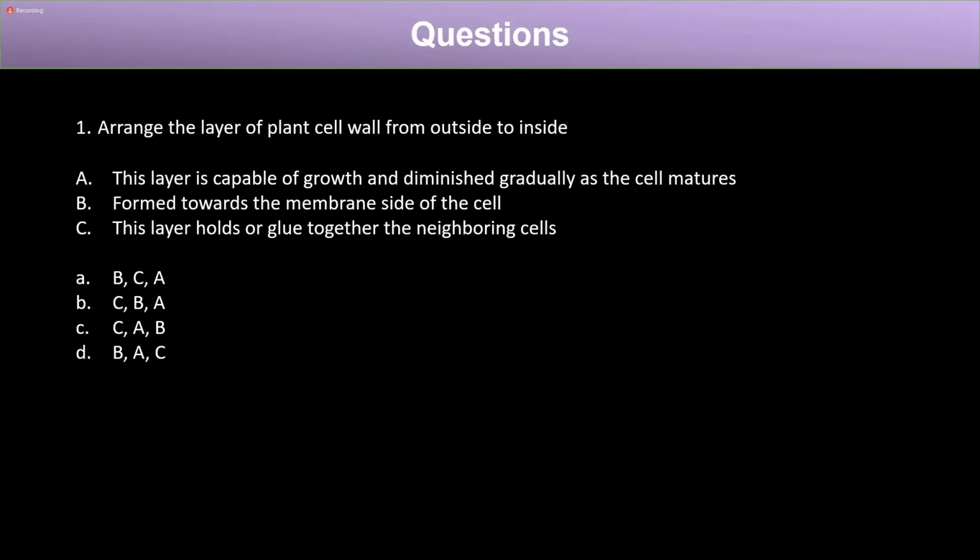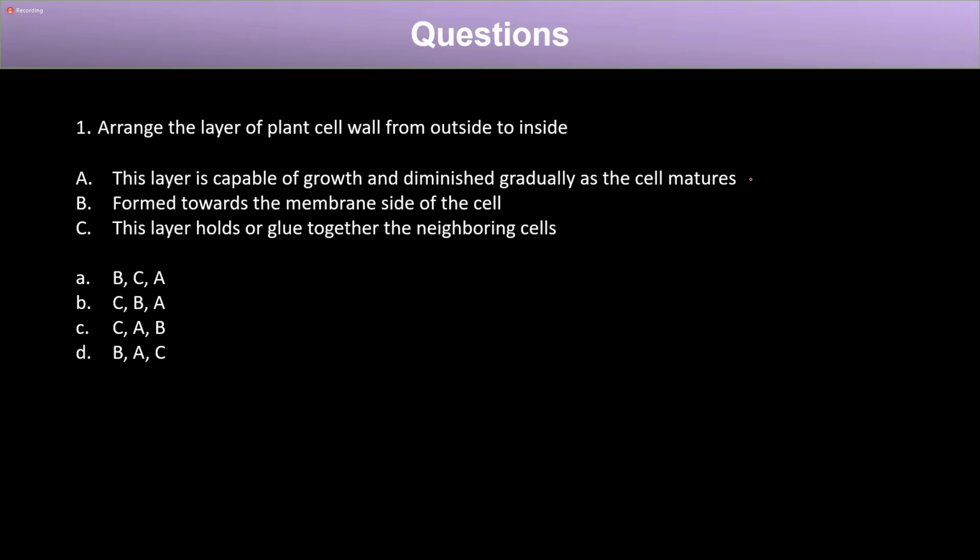Now before moving forward, let's solve one question about the cell wall. The question is: arrange the layers of the plant cell wall from outside to inside. A: this layer is capable of growth and diminishes gradually as the cell matures. B: it is formed towards the membrane side of the cell. C: this layer holds or glues together the neighboring cells. You first have to identify what these layers are and then where they would be if you arrange them from outside to inside.